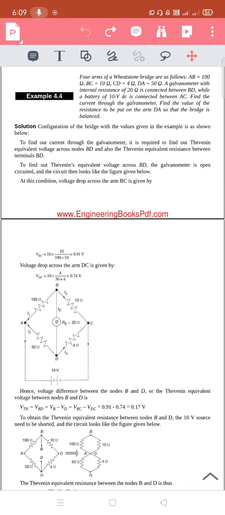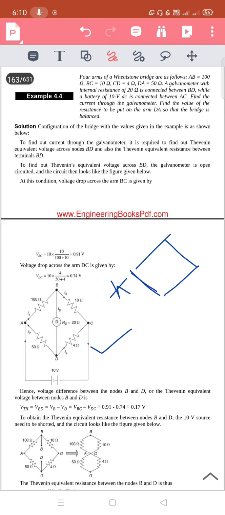So what is the problem saying? The forearm of a Wheatstone bridge. Here is a Wheatstone bridge, so there is a forearm like that. Forearm of Wheatstone bridge AB contains 100 ohm. Let's say A and B. This is 100 ohm here.